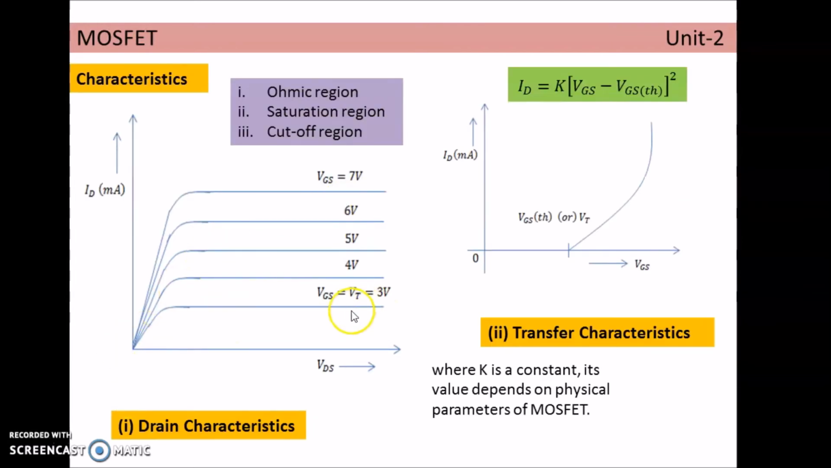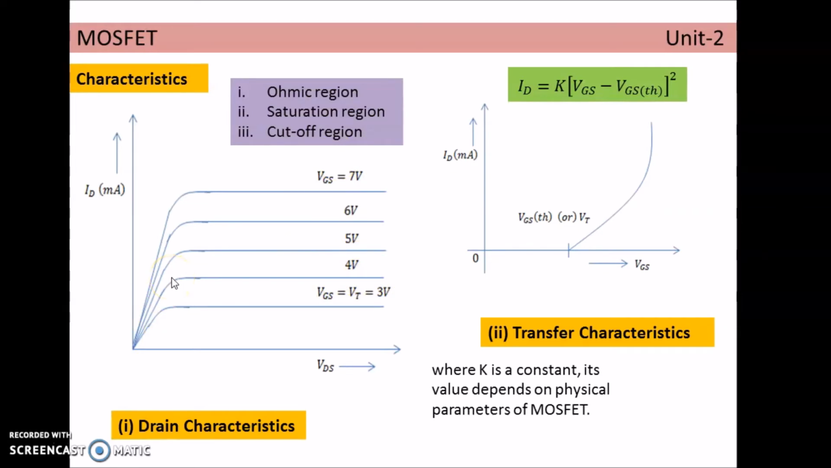So the VGS equal to 0 condition is not there. The MOSFET starts to conduct only if the VGS voltage is greater than the threshold voltage. Here the threshold voltage is taken as 3 volts. And if VGS is 3 volts or greater, only then the MOSFET starts to conduct. And if I am increasing the value of VGS, see here, the drain current starts to increase.